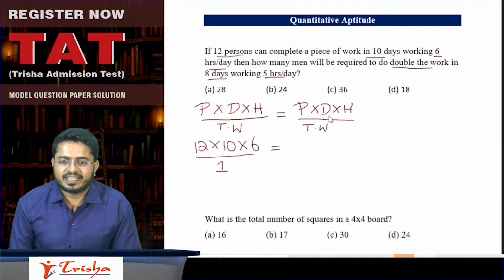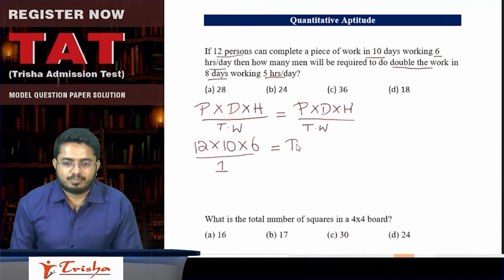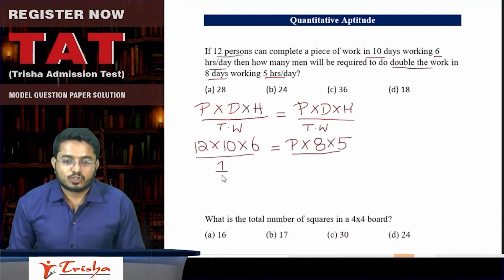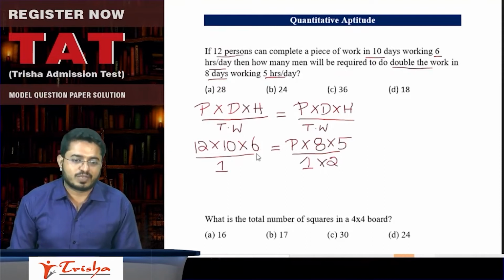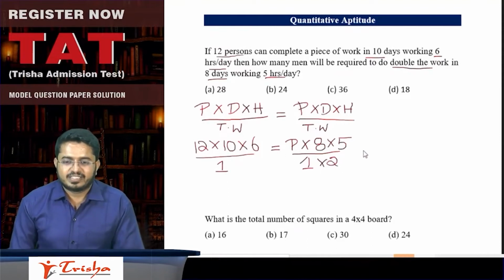Just like that, you have to plug in data here now. Have they given the number of people to us? No. So let's keep P as it is. How many days should they work for? 8 days. And then per day, what is the number of working hours? 5. And if total work here is 1, here it should be double, that is 1 into 2, or you can write 2 directly. Now you just have to cross multiply and then simplify, and you'll get the answer.